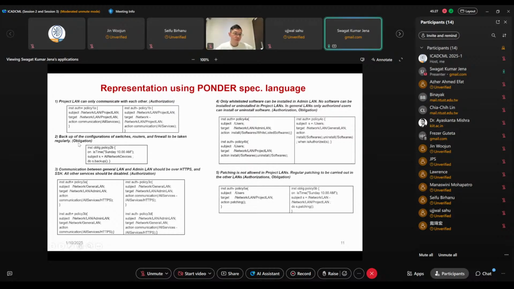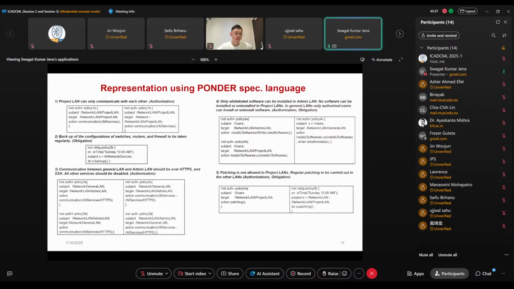Similarly, there is the backup of configuration of switches, routers, and firewalls to be taken regularly. So this is another representation. We can say that this instruction is an obligation, and the policy name is 2B, let's say. It is on the time Sunday. On this time, the subject S, which is all network devices, does a backup. So it is a representation of these policies at an abstract, or high, level.